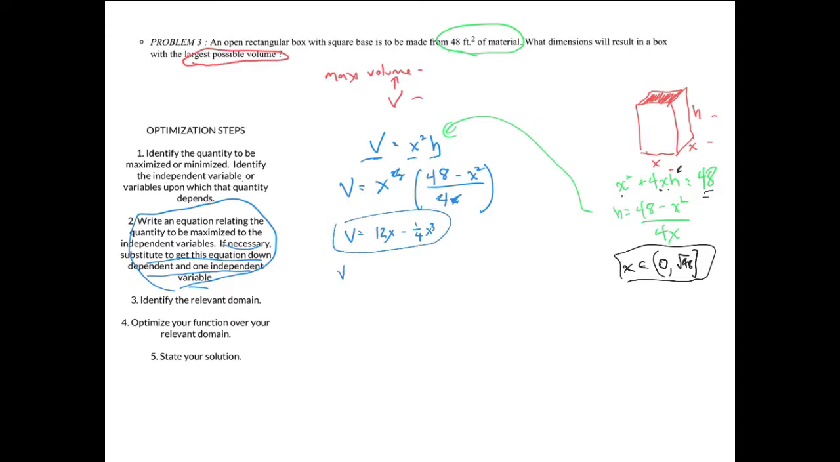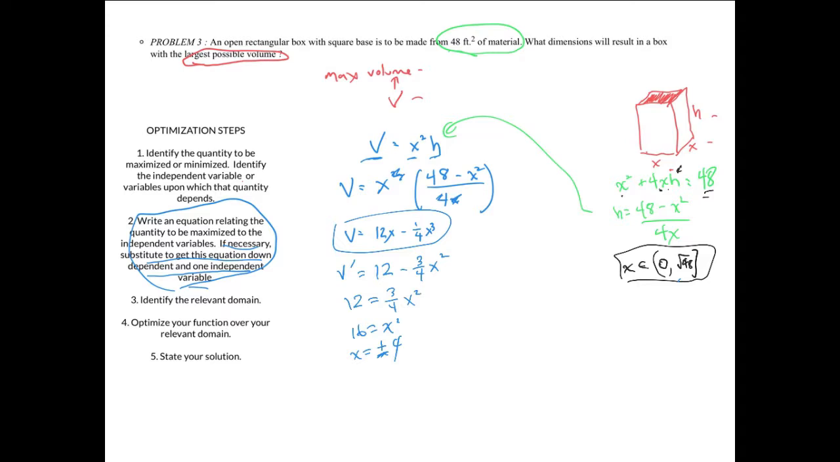I'm going to take the derivative. That's 3/4 x squared. I would set that equal to 0 and solve. Or I would look for where it's undefined as well, but in this case it's not undefined anywhere. So if I set that equal to 0, I'd have 12 is equal to 3/4 x squared. And if I multiply both sides by 4/3, that would give me 16 equals x squared. And x would be plus or minus 4. But the negative 4 isn't in the relevant domain, so I don't care about it. Only the positive 4 is.